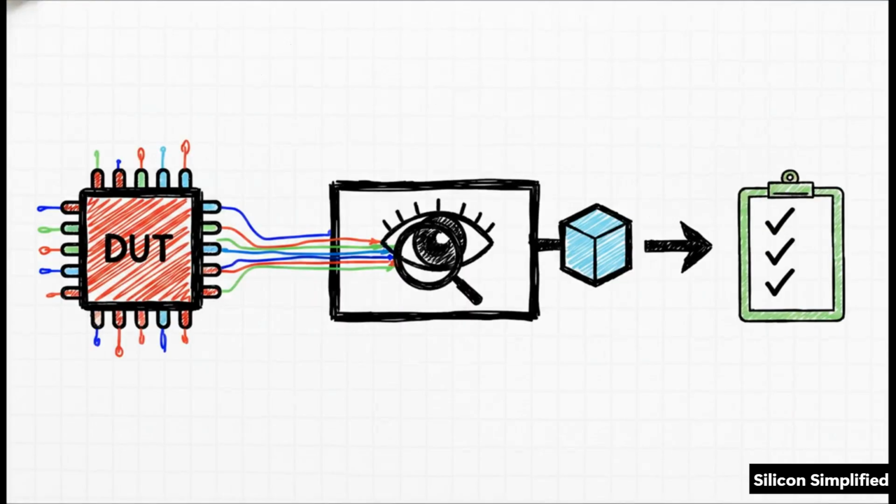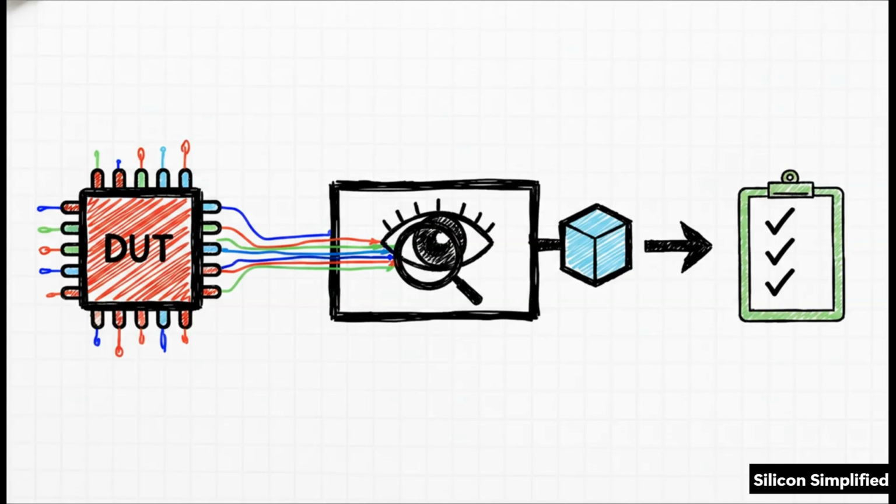And rounding out the triad is the monitor. Now, this is a strictly passive observer that just watches the pins and neatly packages all that activity back into abstract objects for your scoreboards to analyze. The key here? It never, ever drives signals.